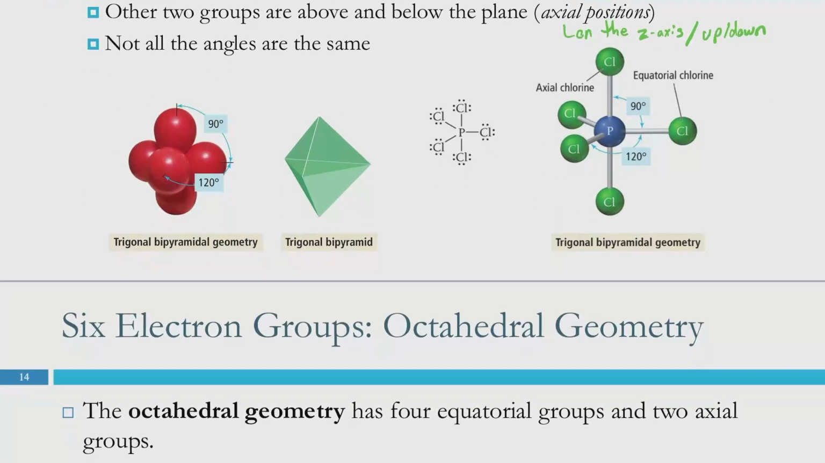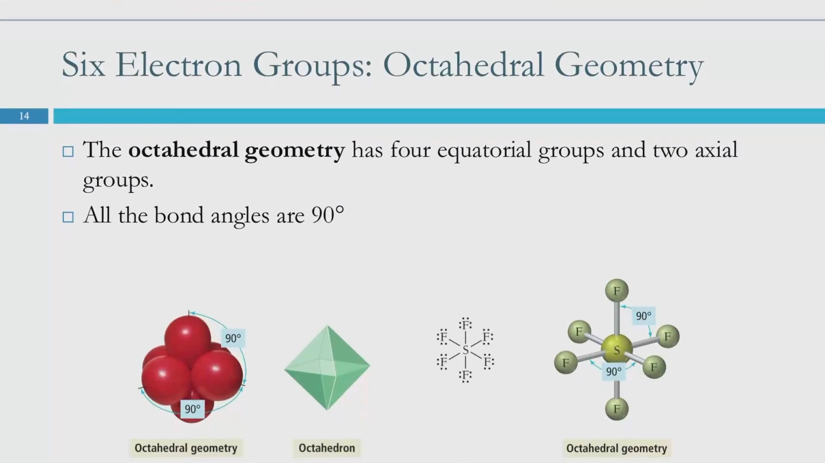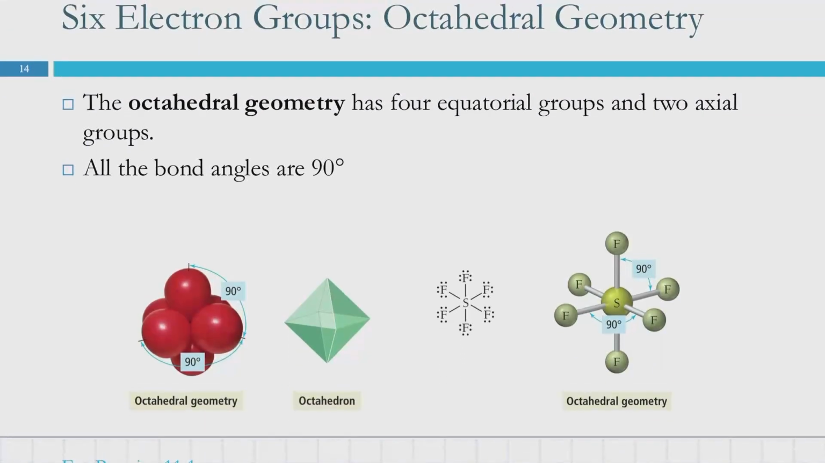Okay, and then the last shape that we'll cover today is the octahedral geometry. The octa part being 8, like in octopus, and hedral again being sides or faces, flat parts. So our octahedral geometry, we've got 4 equatorial groups and 2 axial groups. So we've got a group up and down. We've got 4 groups out to the sides. And that looks like this. And all of the bonds are 90 degrees.